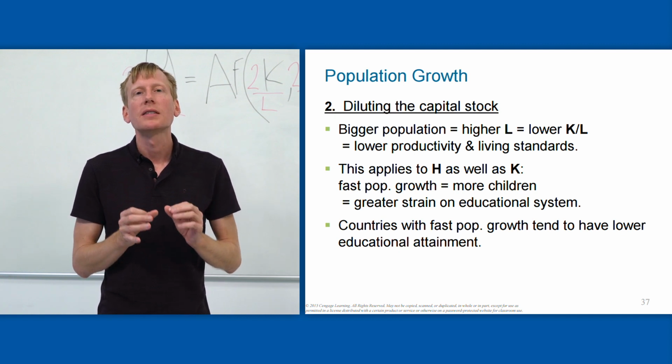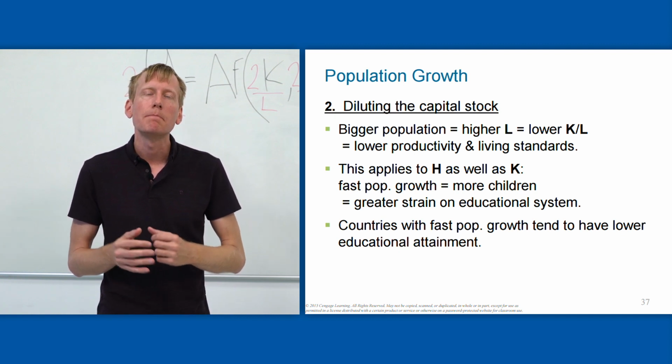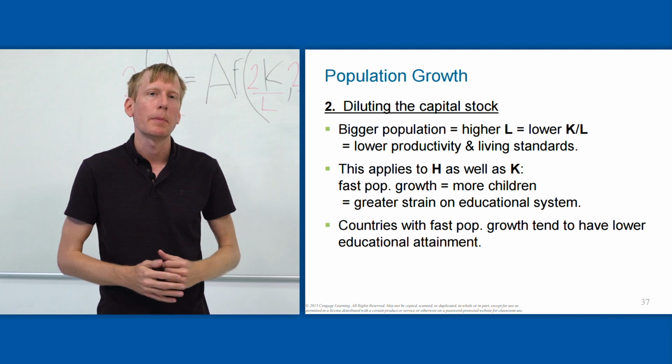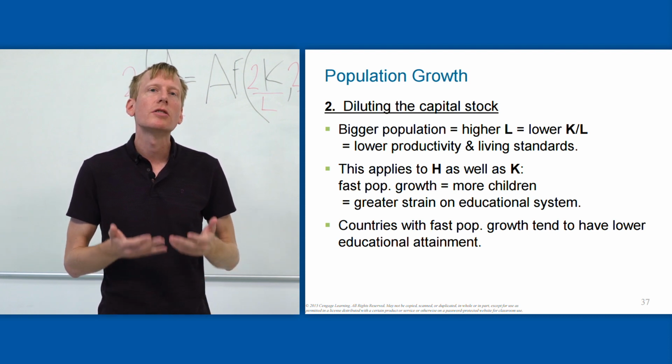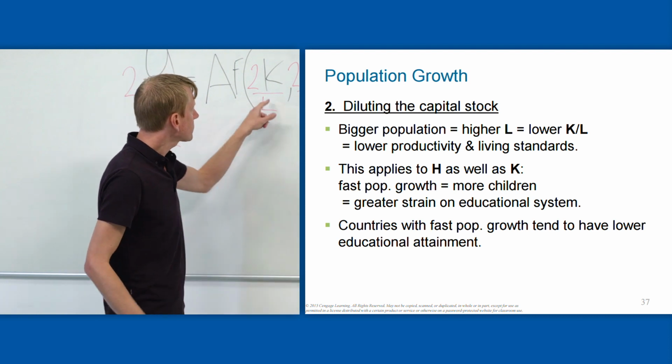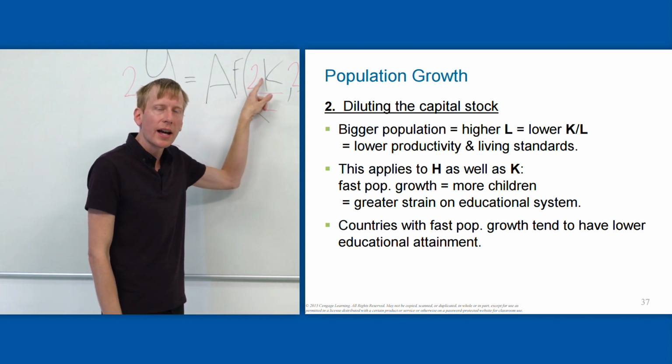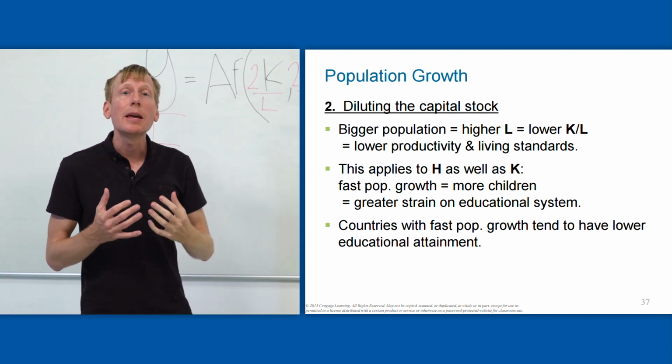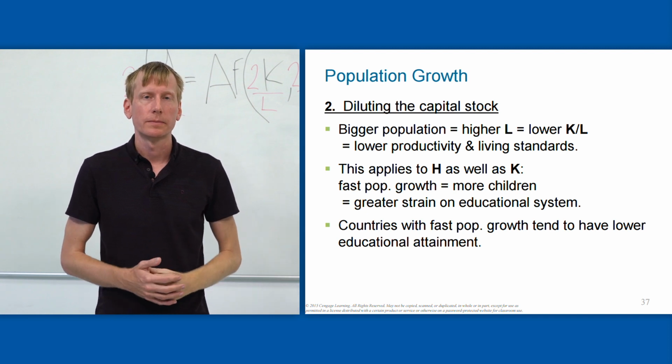But capital is something that we can build. It's something that we can make. We can invest in more capital. But if our population is growing rapidly, then we have to invest in more capital just to keep the same amount of capital per worker.